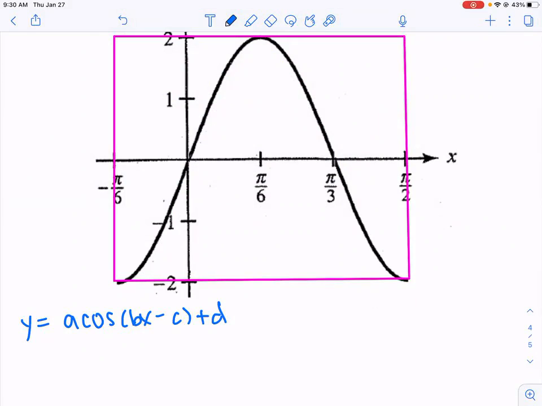Let's first identify our amplitude. It looks like our frame stretches from -2 to +2. So we have a vertical height of a total of 4. So our amplitude is going to be 2. Now, is this a normal cosine or a reflective cosine? Notice how it starts out at the bottom and looks like a hill. So we have a reflected cosine, which means this is going to be a -2.